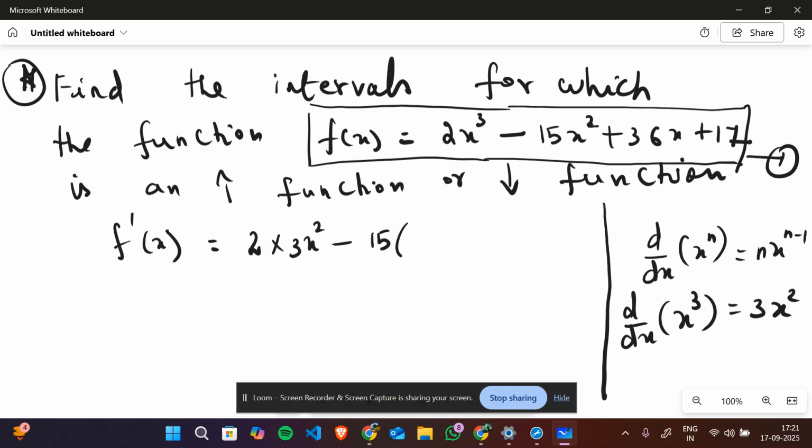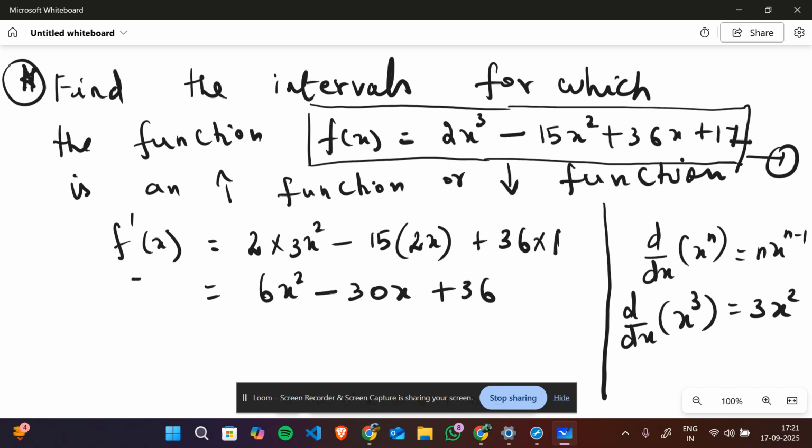Now, what's the question here? We need to find the intervals for which the function is an increasing or decreasing function. So what does the definition say? The definition is: f dash of x is positive if it is an increasing function, and f dash of x is negative if it is a decreasing function. So how do you test that? This was step 1, where we found the derivative. What is step 2? Let's find the critical points.